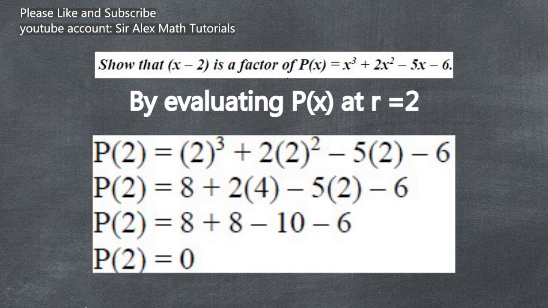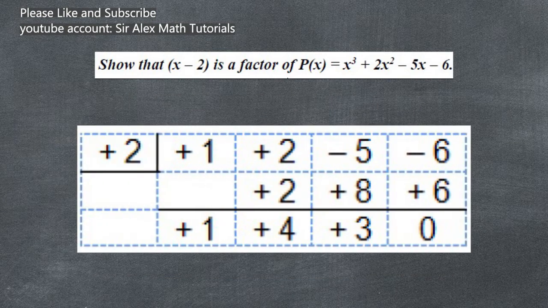So p of 2, when substituted into this polynomial, is equal to 0. This means that x minus 2 is a factor of x cubed plus 2x squared minus 5x minus 6, since the answer is 0, or the polynomial has no remainder when divided by x minus 2. And by using synthetic division, as you can see, the remainder is still 0.